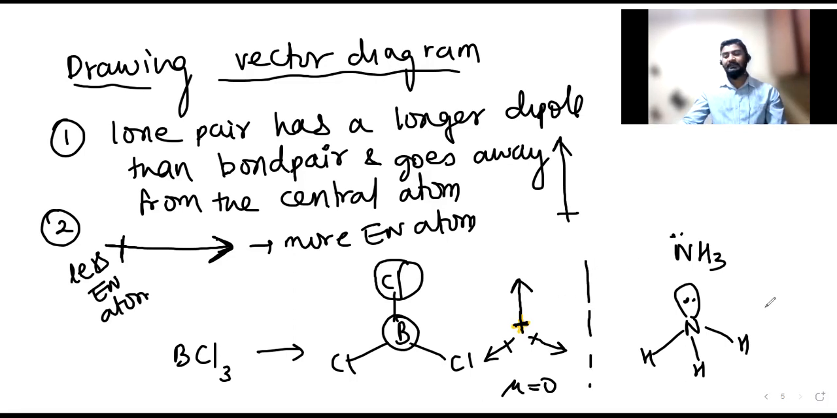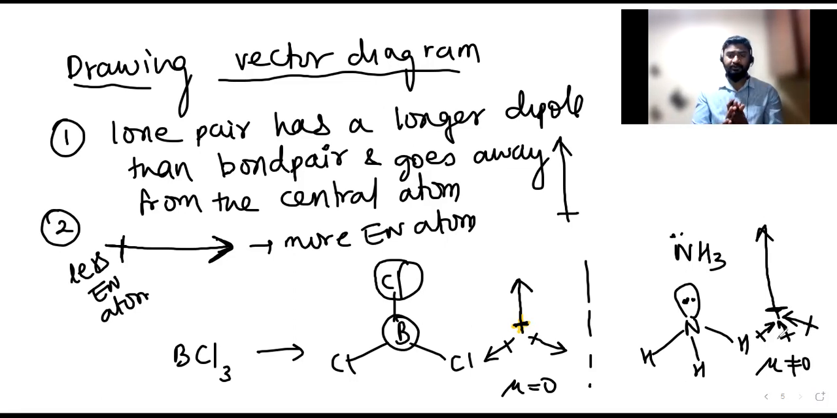Now next one, ammonia. Since this is a lone pair, I will have a longer dipole, and away from the central atom. While in this case, hydrogen and nitrogen, nitrogen is more electronegative. There will be tiny dipoles towards nitrogen like this. So mu is not 0 because they are not cancelling each other. This is how dipole is drawn using these simple rules that I've given.